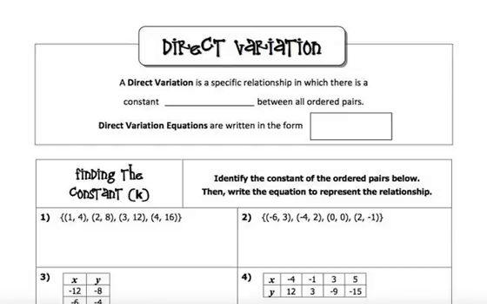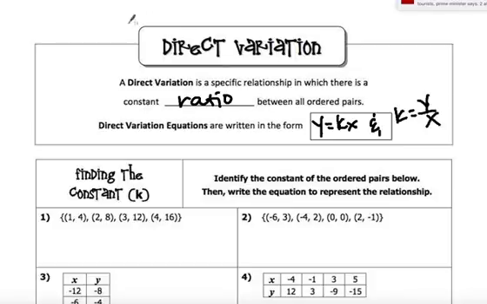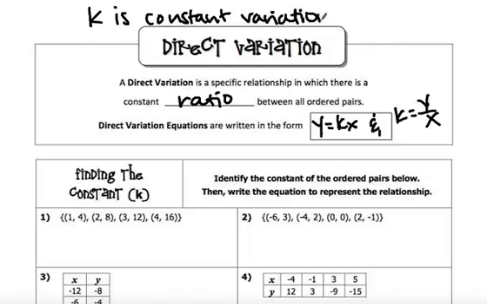Direct variation is a specific relationship in which there is a constant ratio between all ordered pairs. So direct variation equations are written as y equals kx, and sometimes you'll have to solve for k, and it would be k equals y over x. The big thing that you need to remember about variation is that k is what we call the constant of variation, and so that is the relationship that they have between the x and the y.